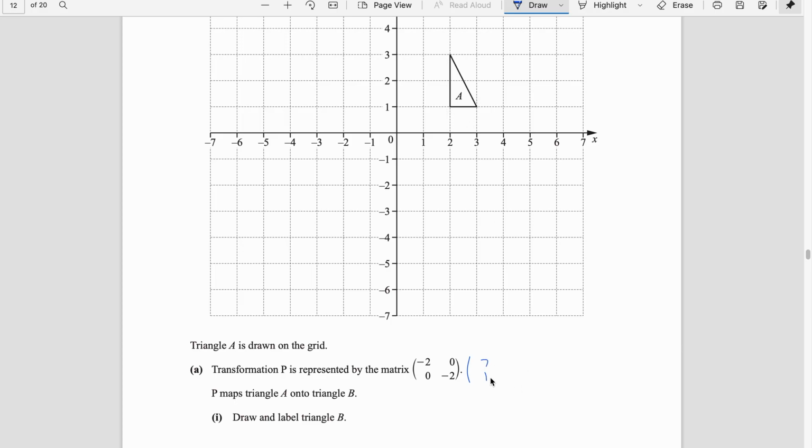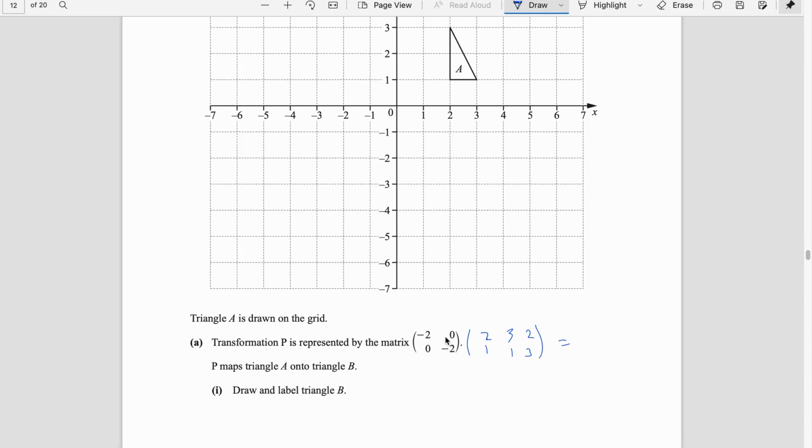x2, y1, x -3, y1 and x2, y3. Multiply both of these and you will get the resultant coordinates. Row into column. 2 into -2 into 2 is -4. Second is always 0. So -6 -4. Second part is 0 because of this 0. Now the first part is 0. Second is doubled and sign changed. So -2 -2 -6. You have these coordinates.